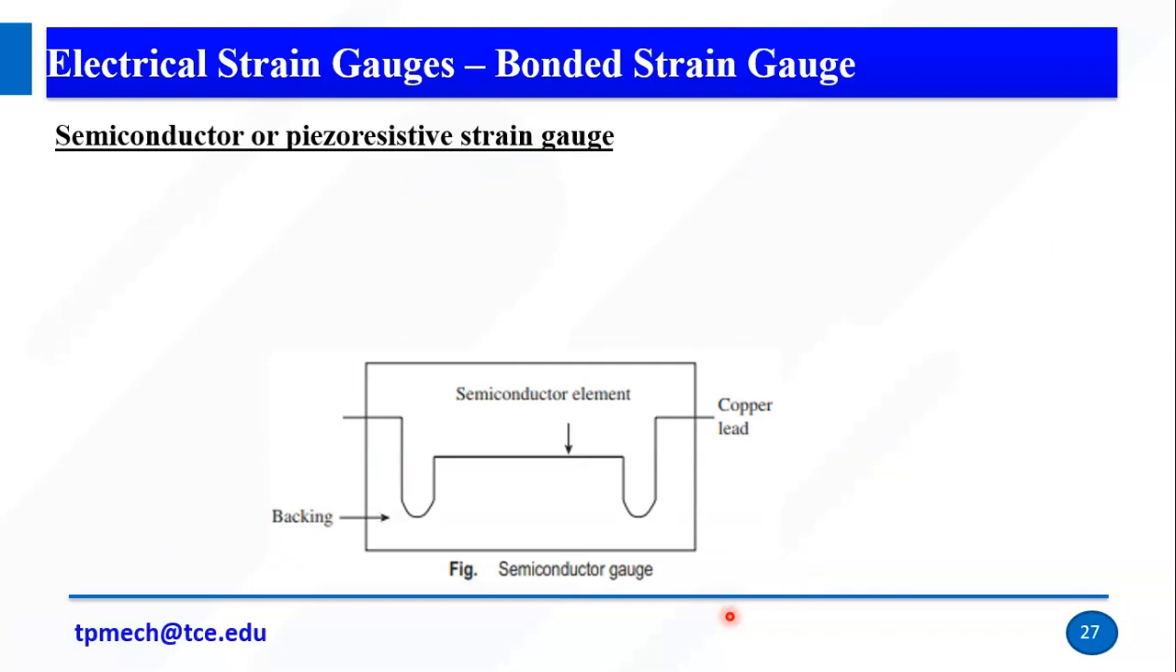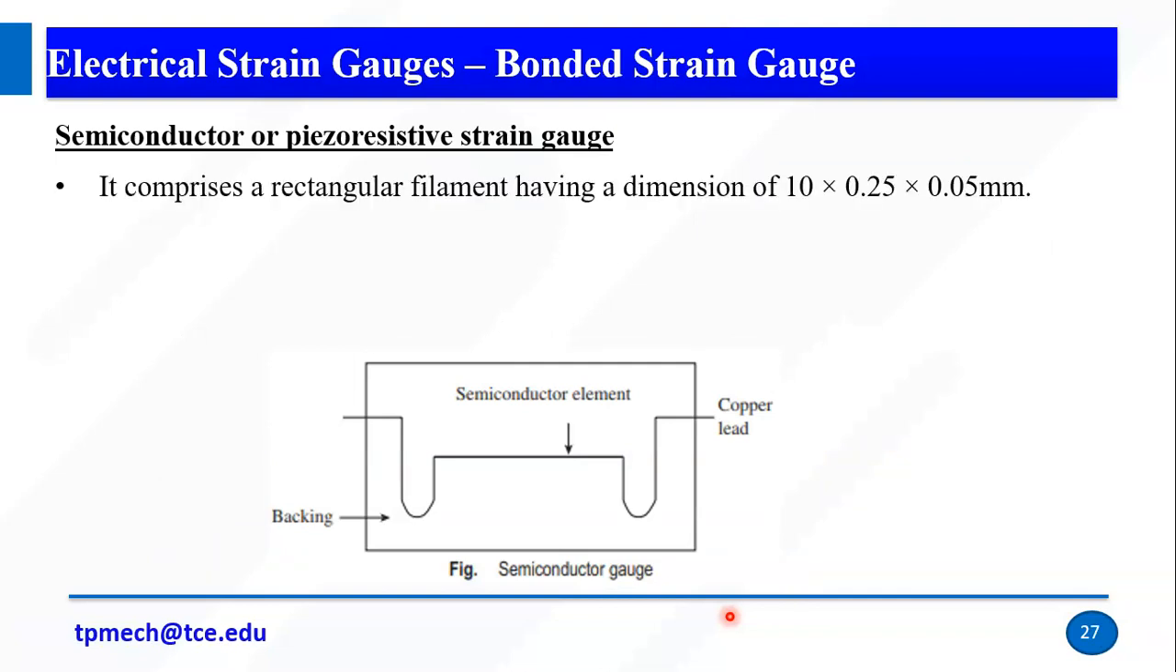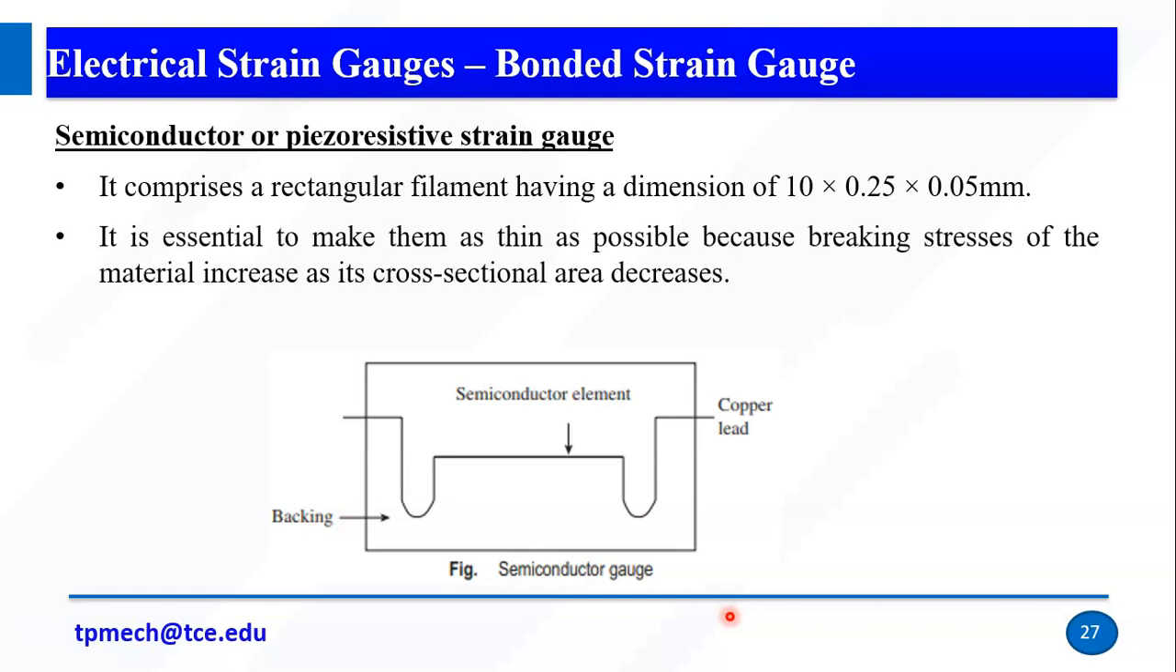Okay. The next one is the structure. The semiconductor type has a filament. It looks like a filament, not a patch or structure, and it has dimensions of 10 into 0.25 into 0.5 mm. So it comprises a rectangular filament of 10 into 0.25 into 0.5 mm.